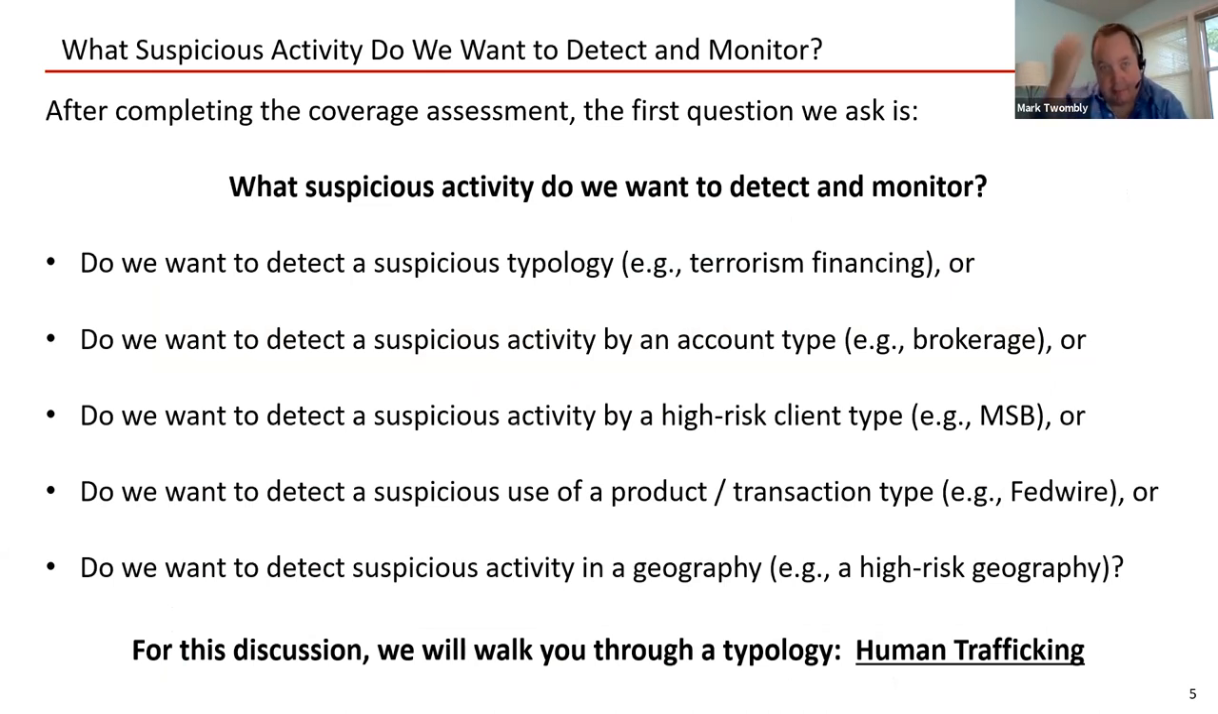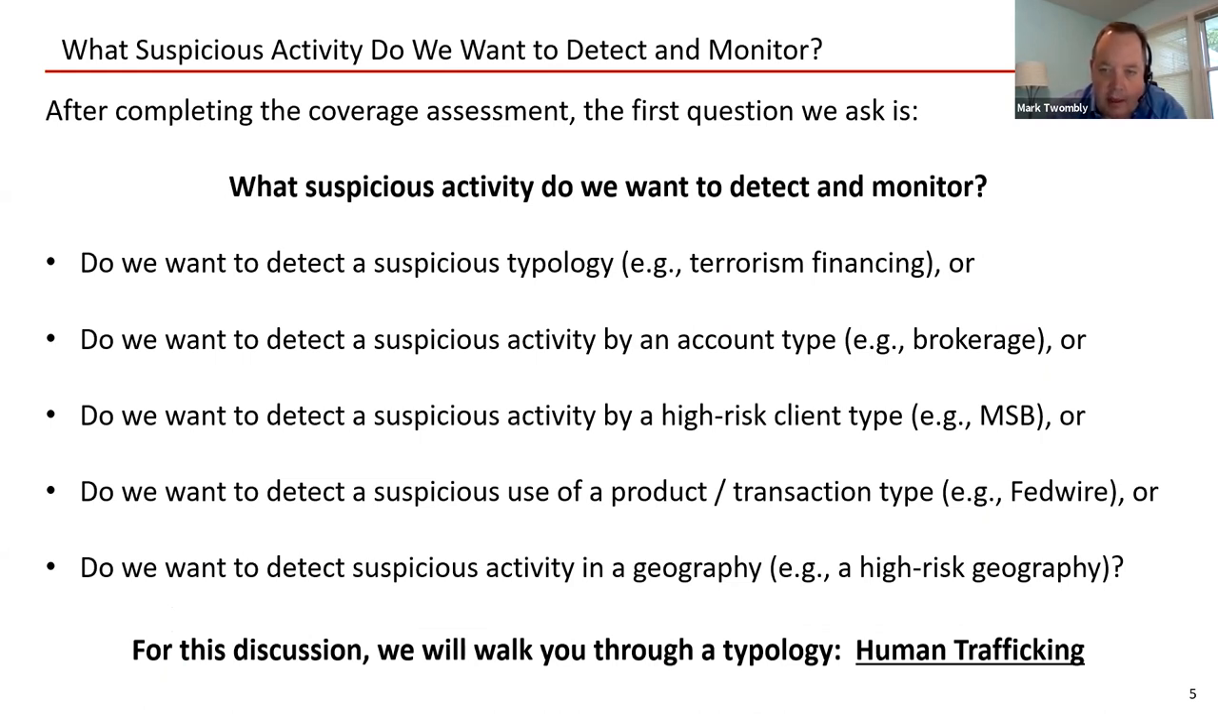So after we've completed the coverage assessment, the first question that we ask is, what do we want to detect or monitor for? Are we looking for a certain suspicious typology? Is it terrorism financing, for example? Or maybe we're looking for suspicious activity in an account type. So do we have any type of monitoring in place for a brokerage account?